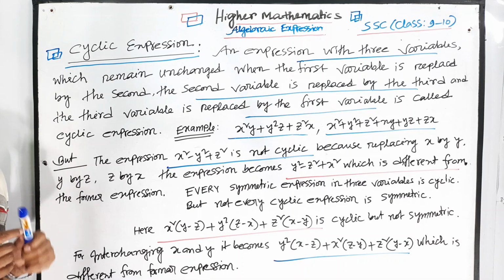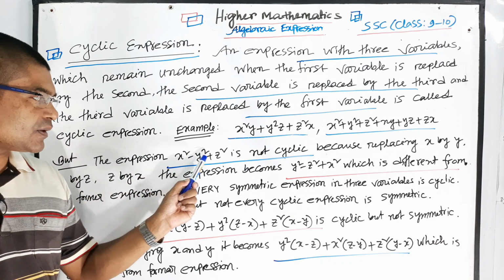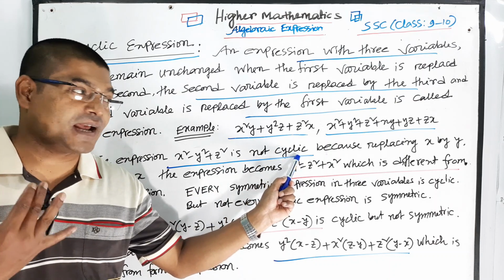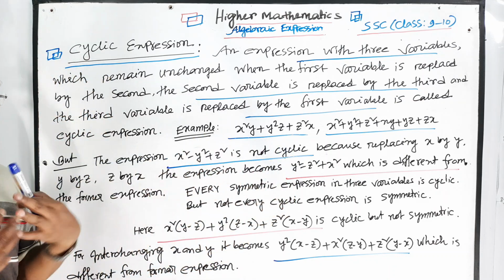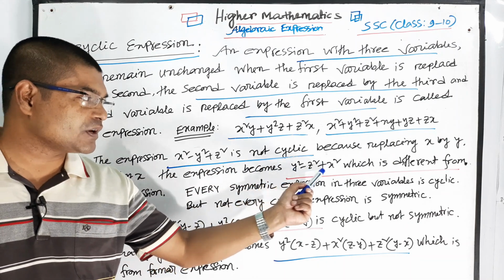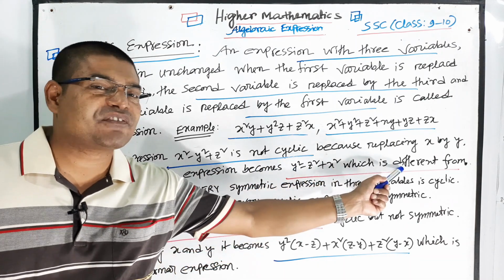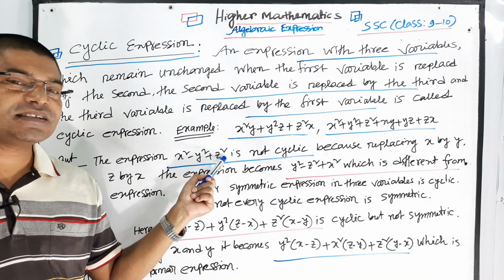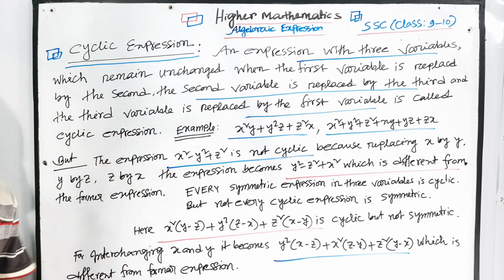But the expression x square minus y square plus z square is not cyclic. It's not cyclic, because if we replace x by y, we will get this pattern: y square minus z square plus x square, which is different from this. So this is not a cyclic expression.